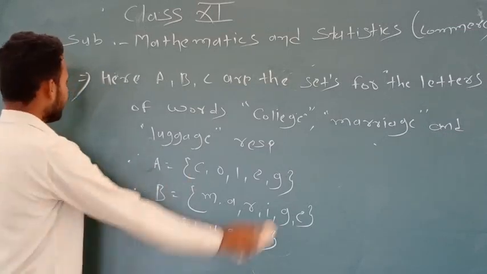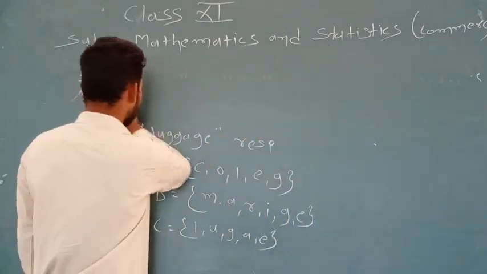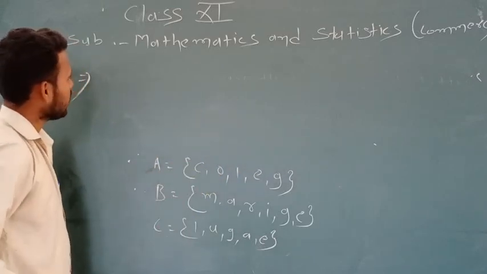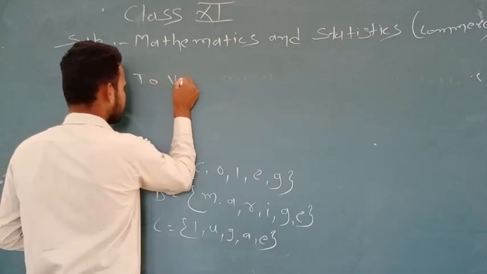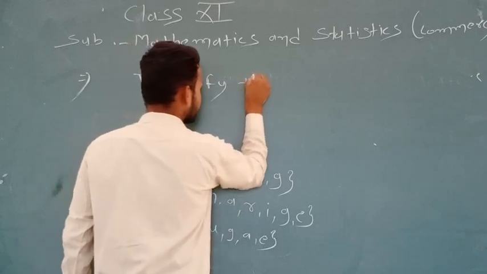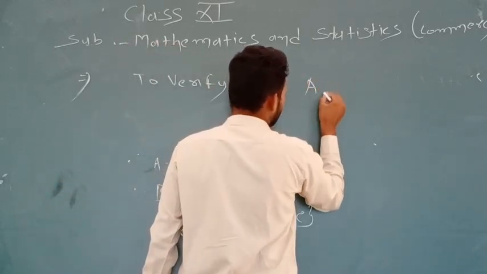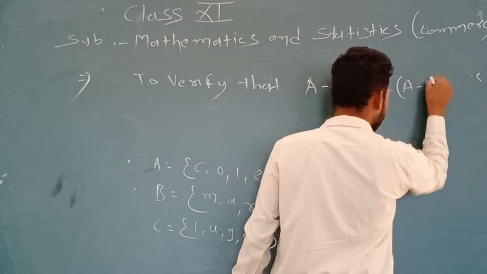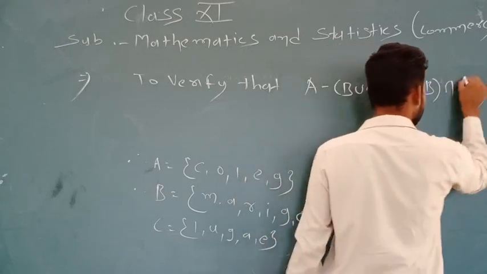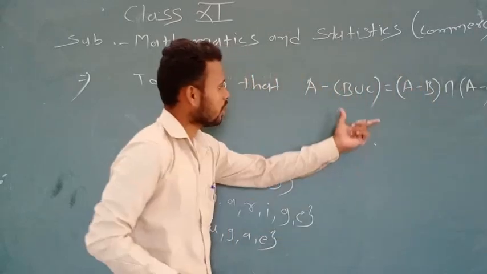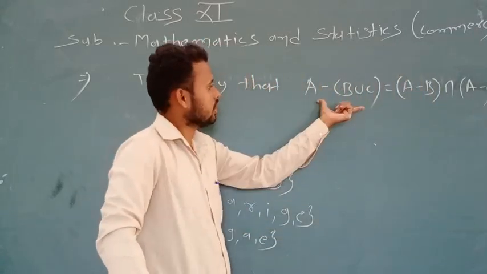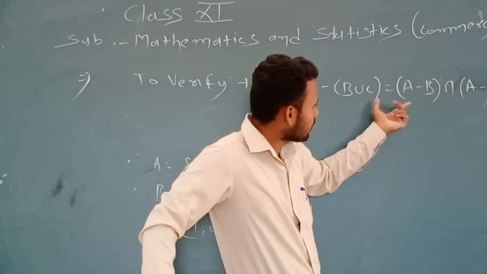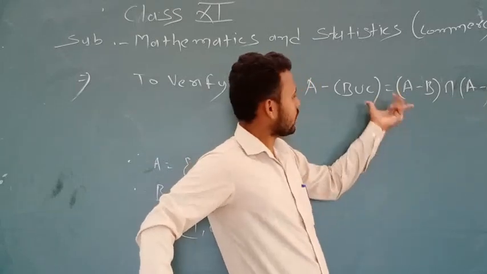The next line, we have to verify that A minus B union C is equal to A minus B intersection with A minus C. We have to verify this. What do we have to verify? First we will find the LHS value, equation first. Then we will find the RHS value, equation second. Then from equations first and second we observe that both have the same value, therefore we can write this equality.